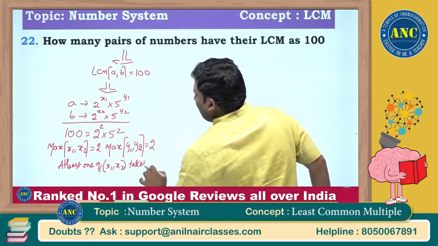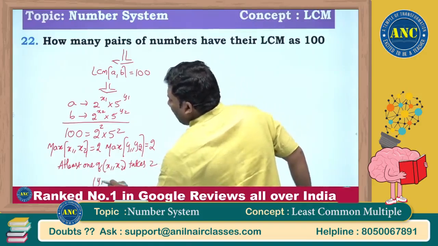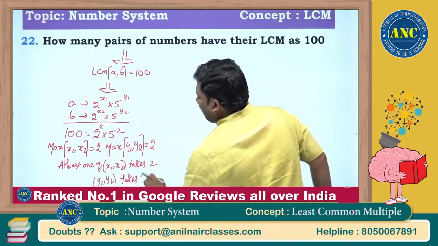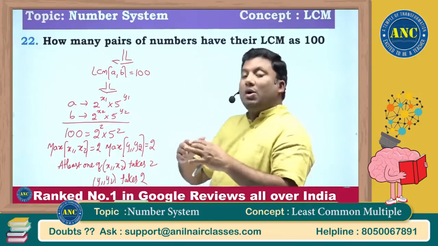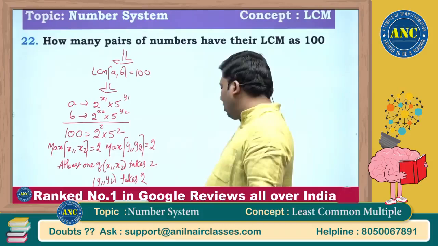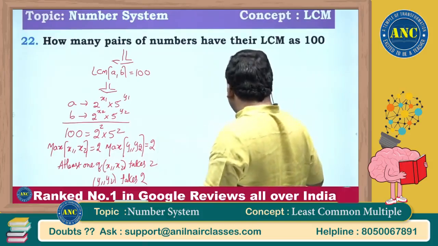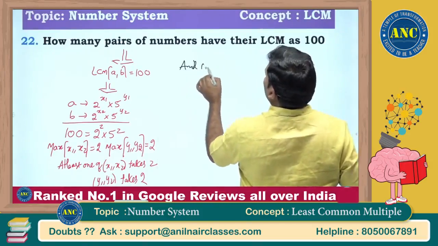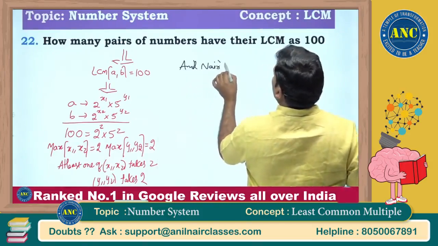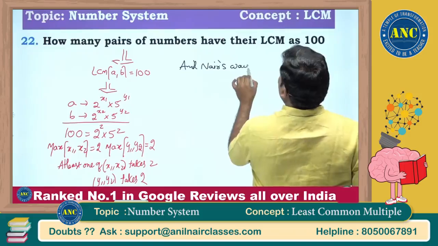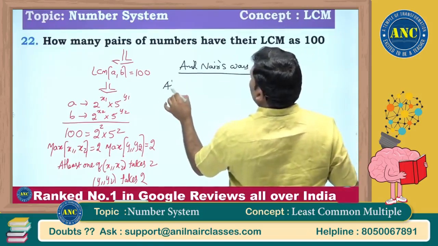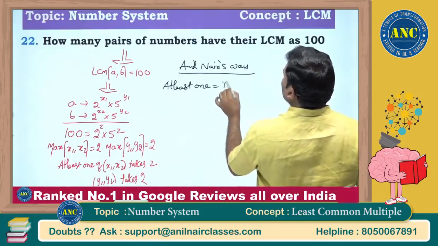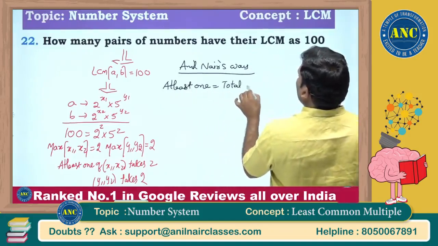Are you all with me? Similarly, y1 comma y2 takes 2, at least one out of them. At least one means both of them can also take 2. Now we will use Anil Nair's way to solve this question, a very easy way, the negation way. Instead of doing the cases, we will do at least one. At least one is defined as total minus none.